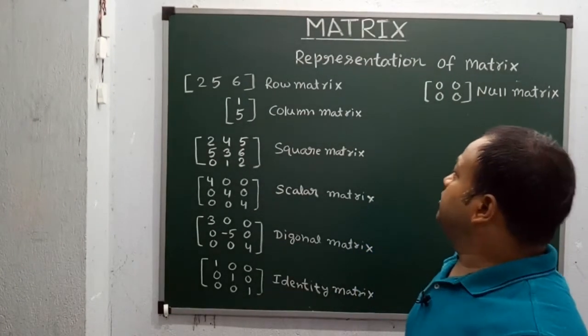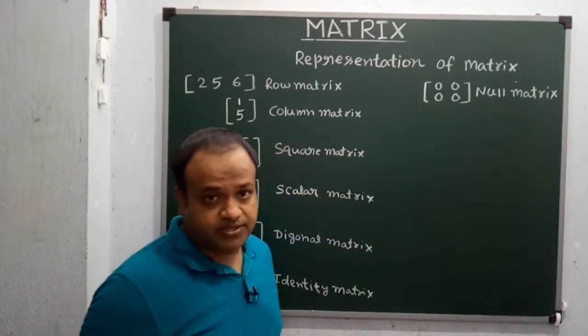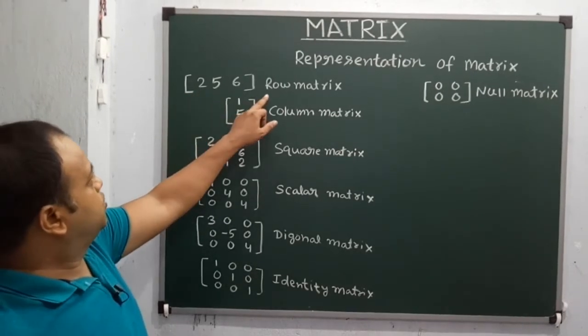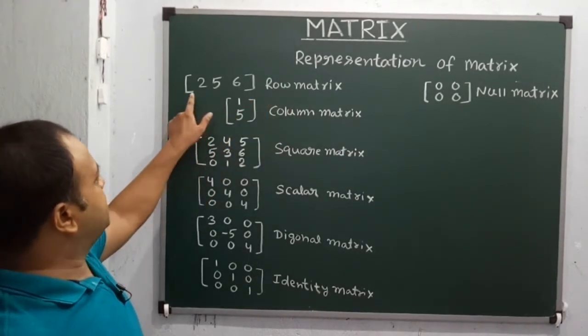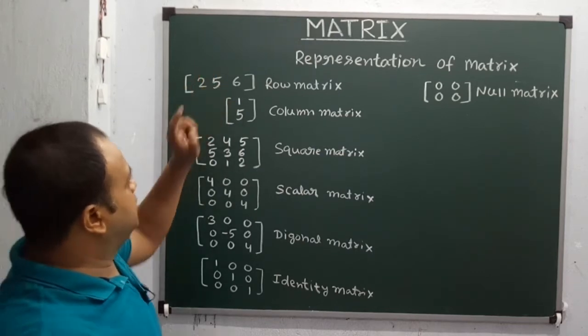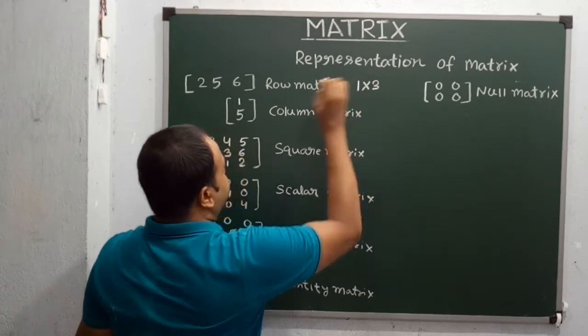Well, now we are going to know what the different types of matrices are. If there is only a single row, then it is called a row matrix. Now what is the order here? There is only one row, but there are 3 columns. The order here is 1 into 3.